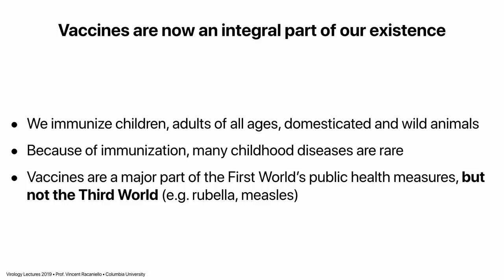But in third world countries, this is not the case. We don't use vaccines the way we should. You can bet that people in third world countries would love to have the vaccines that many people shun elsewhere. But for a variety of reasons, for money, for distribution issues, not everyone is immunized. We talked about this a little bit for measles, where huge parts of the world don't get the measles vaccine simply because it's not distributed there, but it should be.